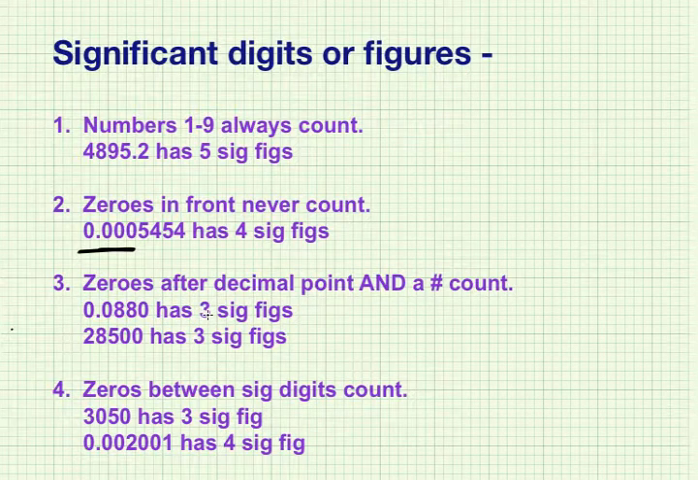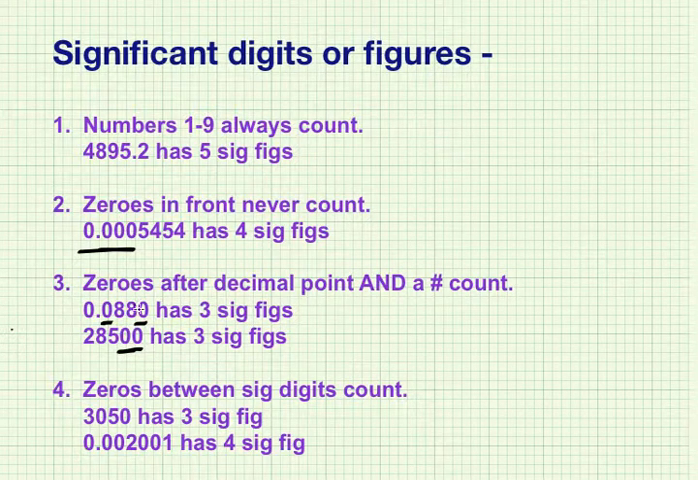All right, rule number 3. I've got a 0 after the decimal point and after a number. So I'm to the right of the decimal and I'm to the right of a non-zero. Now in this case, this guy right here is not significant. He doesn't count because he's just telling us this is a small number. This one over here, to the right of the non-zero, to the right of the decimal point, does count. Or else why would we bother writing it down? If it didn't have any meaning, it's not going to help us other than to realize that, okay, it's exactly 0.0880. That 0 matters.